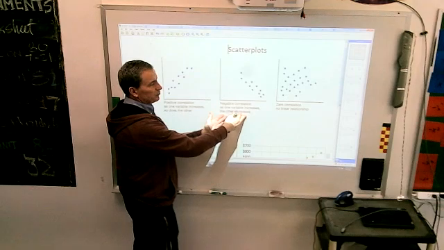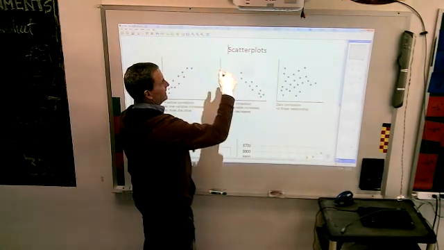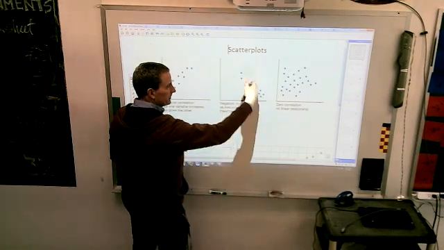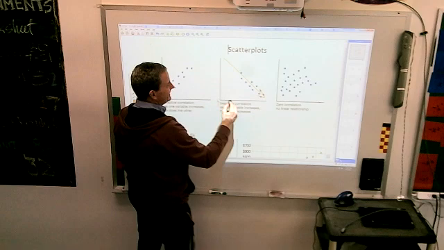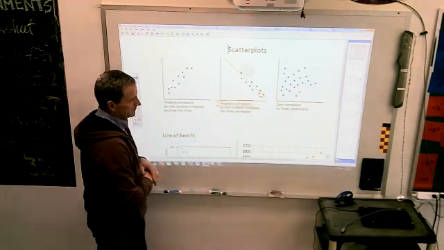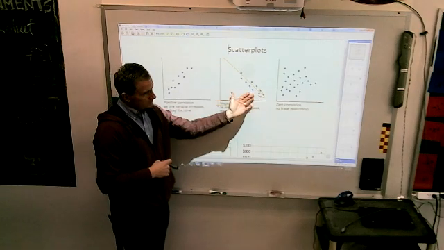If from left to right, when you do a scatter plot about something, it ends up going downhill, that pattern that you see, it's called a negative correlation. It just simply means that as one thing gets bigger, the other one gets smaller.